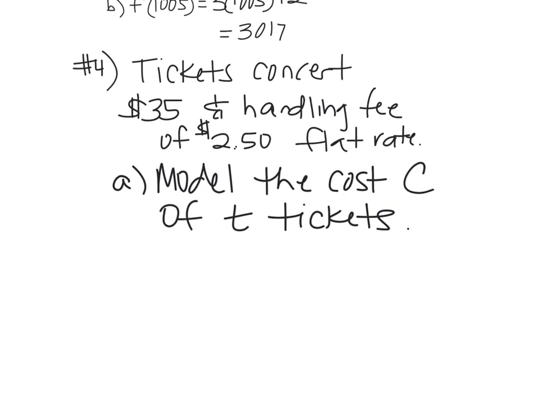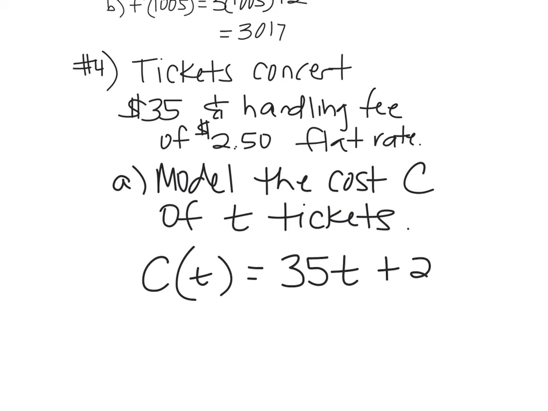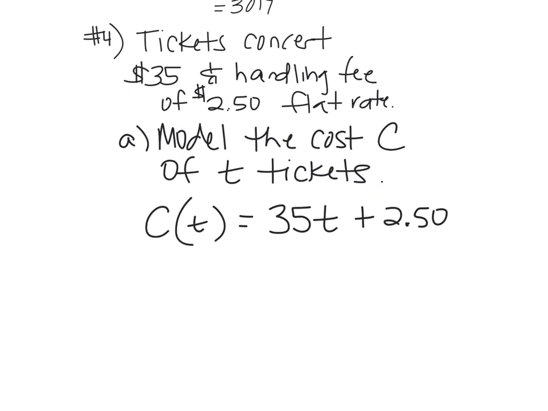So model the cost C of T tickets as a function. The cost of T tickets, C of T, equals, so it's $35 per ticket with a handling fee of $2.50. So that would be 35T plus $2.50. Okay? And we did function models in our last chapter, but we didn't write it in function notation. We just kind of wrote it as C equals. So this is function notation.